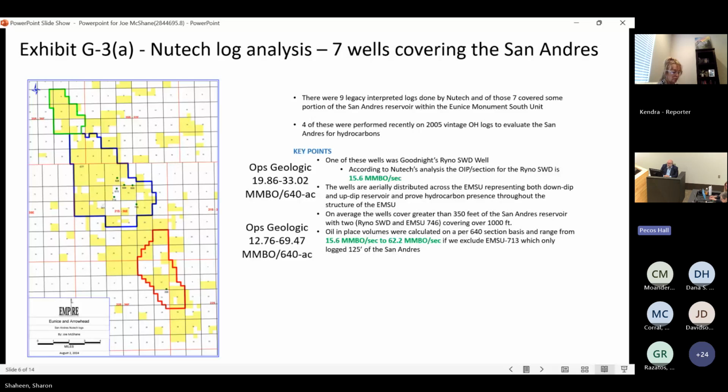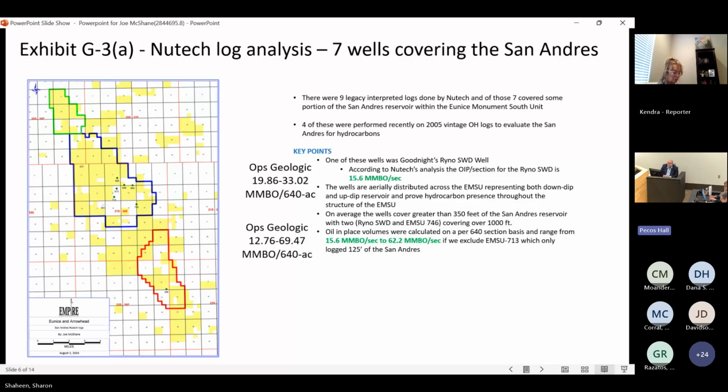With 2, the Rhino SWD and the MSU 746, they covered over 1,000 foot of the San Andres. Our oil in place volume calculations based on New Tech's analysis, on a per 640 section basis, range from 15.6 million barrels per section to 62.2 million barrels per section. If we exclude the MSU 713, to get that spread, we excluded the 713 because it only had 125 foot of logged San Andres, and so it was all calculating out smaller volumes.